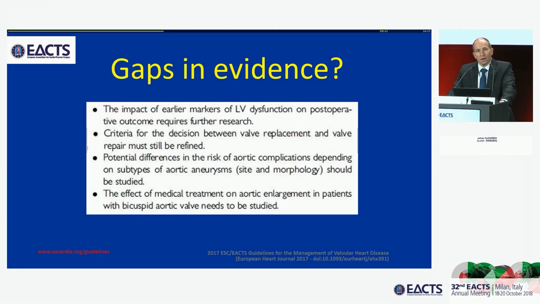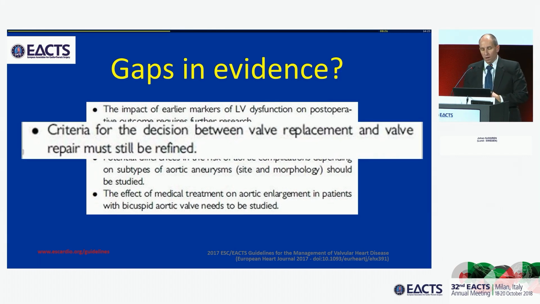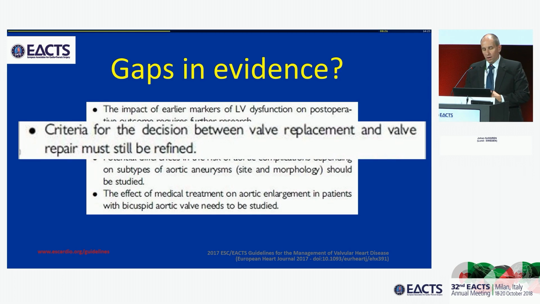But are the guidelines perfect then? Of course not. Very few things are perfect. And there are gaps in evidence. Especially, what we need is to refine the criteria for decision-making between aortic valve replacement and aortic valve repair. Here we need more data, and we're depending on you as a community to produce more data and to publish it. This is how we can improve and update the surgical guidelines.